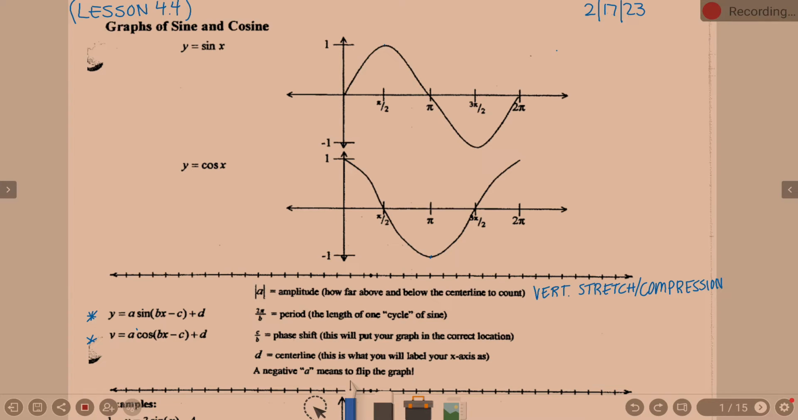Okay, 2 pi over b, that was the length of one cycle. That is your horizontal stretch or compression. And I'm just going to write stretch/comp this time. Phase shift, how far left or right my graph is going. So that is my horizontal translation.